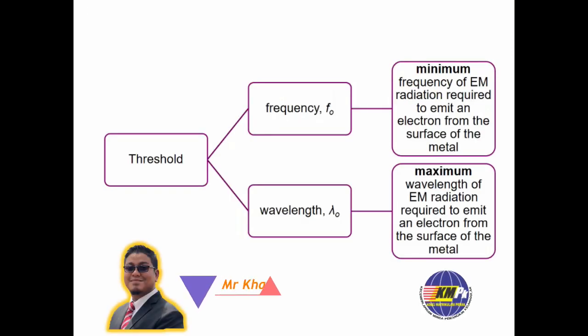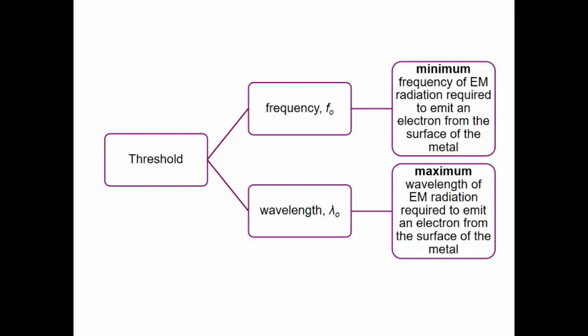Next is the threshold frequency, noted as f0, which is defined as the minimum frequency of EM radiation required to emit an electron from the surface, and threshold wavelength, defined as the maximum wavelength of EM radiation required to emit an electron from the surface of the metal.